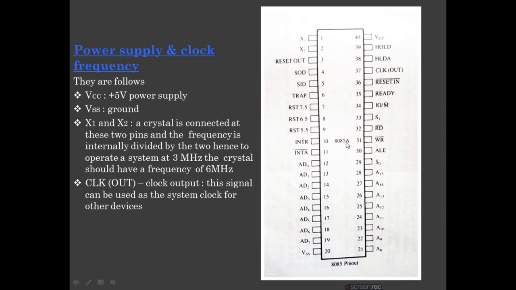Next is the power supply and clock frequency signals. The first one is VCC, and it is used to apply +5 volt power supply. Then the VSS, it is used as the ground signal. Next is X1 and X2. A crystal connected at these points oscillates and the frequency is internally divided by 2. Hence, to operate a system at 3 MHz, the crystal should have a frequency of 6 MHz. Next is the clock out, that is the clock output. This signal can be used as the system clock for the other devices.